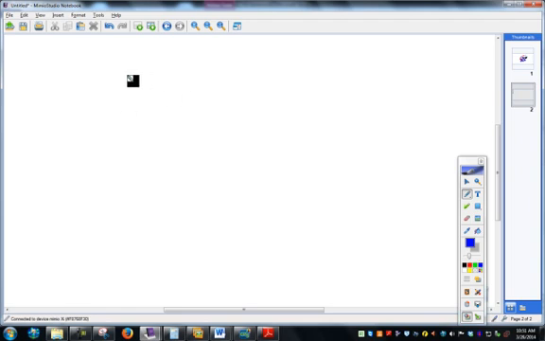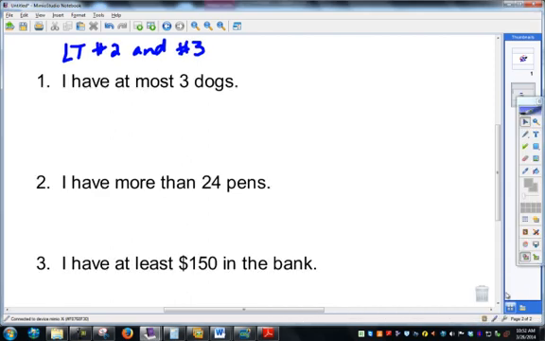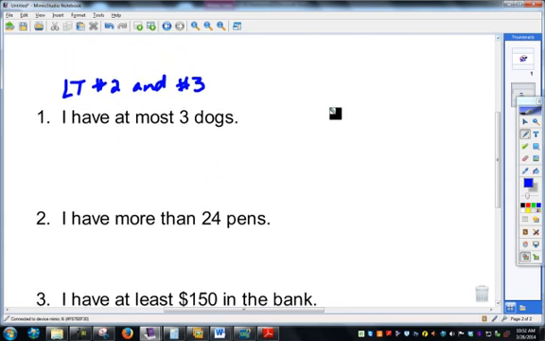Okay, again, make sure you're writing these on paper. I'm going to do learning target number 2 and number 3. So I have these 3, and again, feel free to write these if you want. It's just good practice. You could pause and try them real quick if you want. The first thing we're going to do is write an inequality describing this.